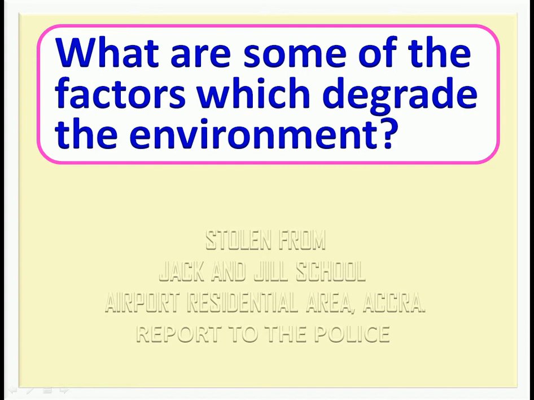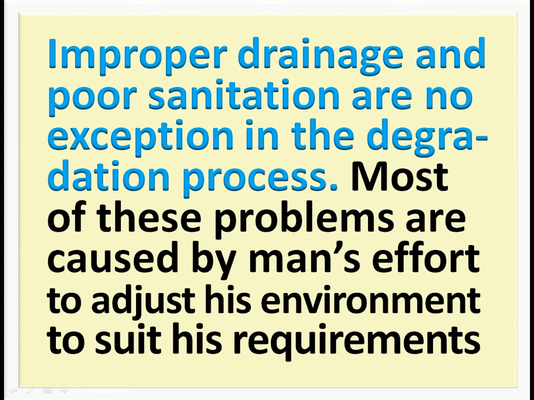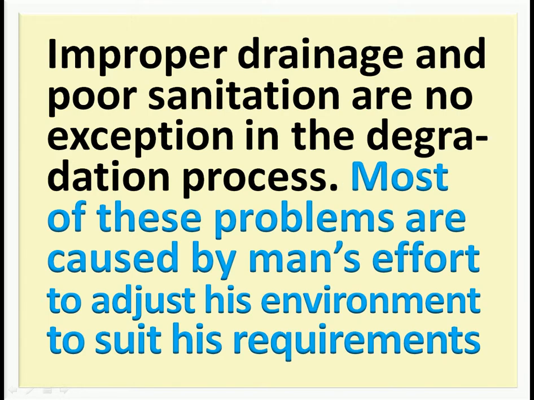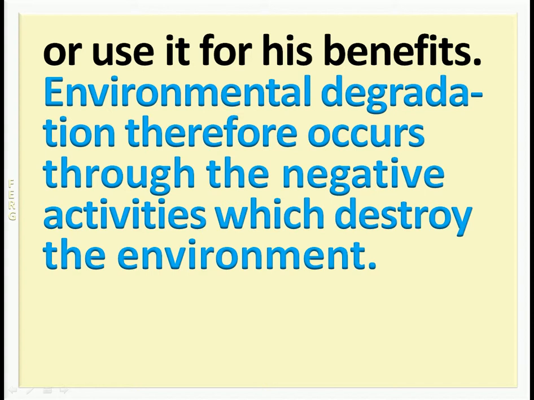What are some of the factors which degrade the environment? The factors which degrade the environment include water, air and soil pollution, bushfires and deforestation. Improper drainage and poor sanitation are no exception in the degradation process. Most of these problems are caused by man's effort to adjust his environment to suit his requirements, or use it for his benefits. Environmental degradation therefore occurs through the negative activities which destroy the environment.